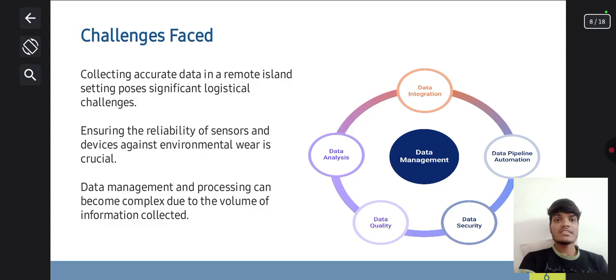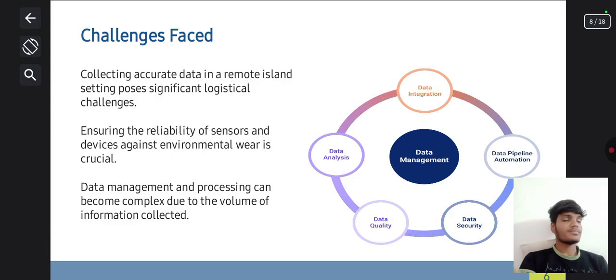Ensuring the reliability of sensors and devices against environmental wear is crucial. Data management and processing can become complex due to the volume of information collected. Next, the challenges are data analysis, data quality, data security, data pipeline automation, and data integration. These all come under data management.